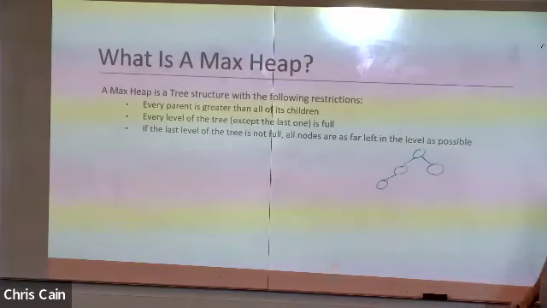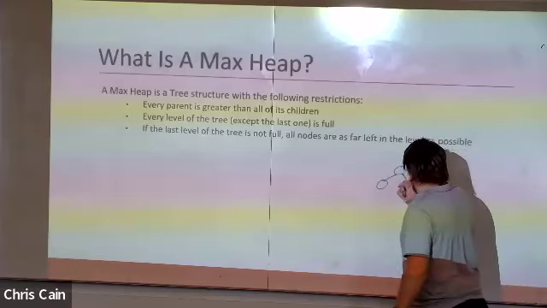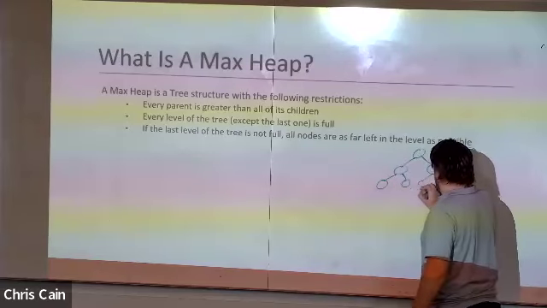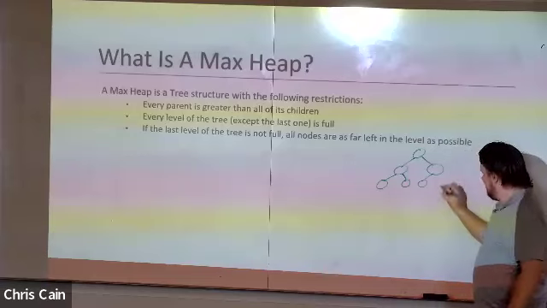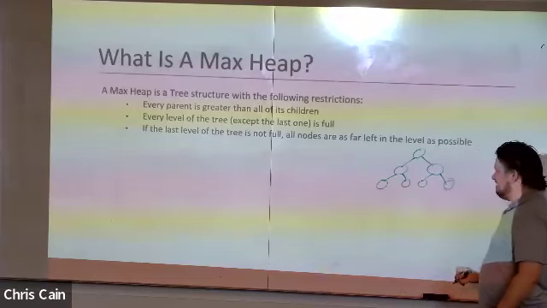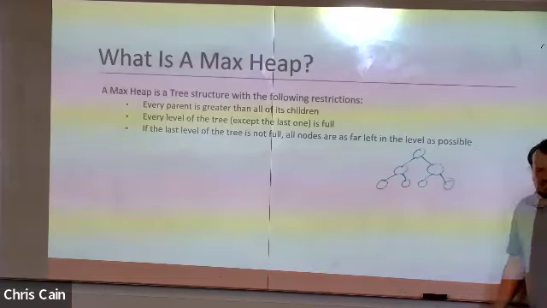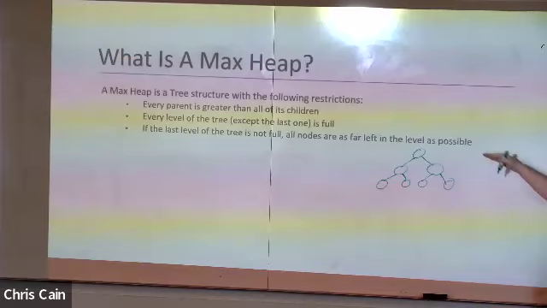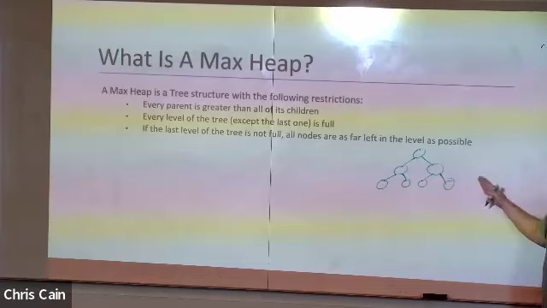If we're adding again, we're going to add here. If we're adding again, we will add here. If we're adding again, we will add here. Does that make sense? Every level has to be full except for the last one. The last one's nodes have to be as far left as possible.